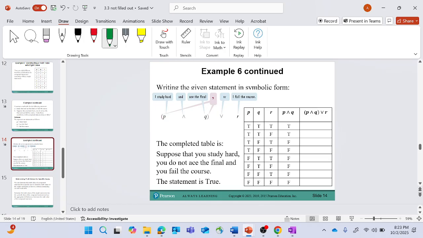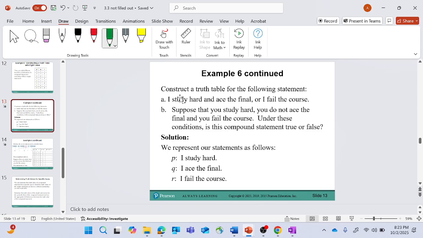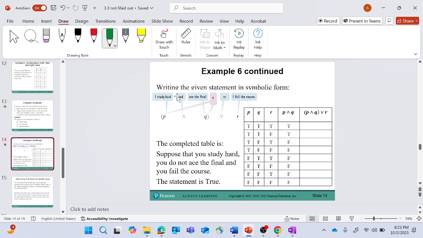So here, I want to know the truth value of P and Q or R. I studied hard and I aced the final, or I failed the course. I want to know what is the truth value of this compound statement right here.